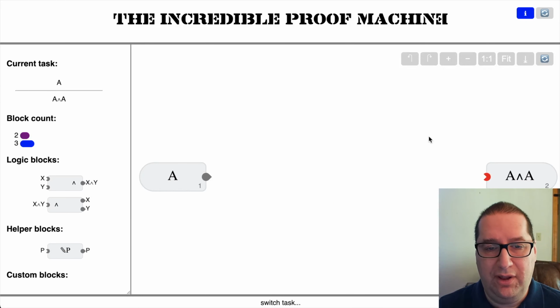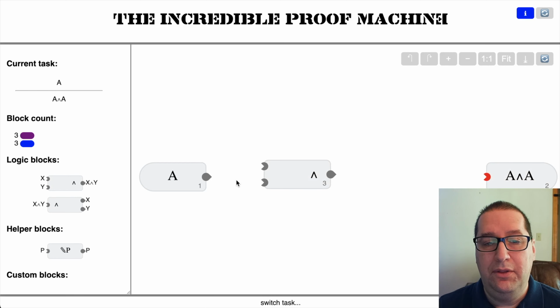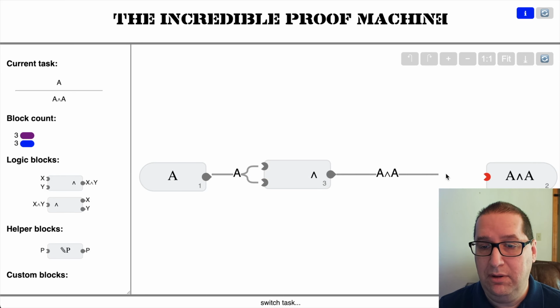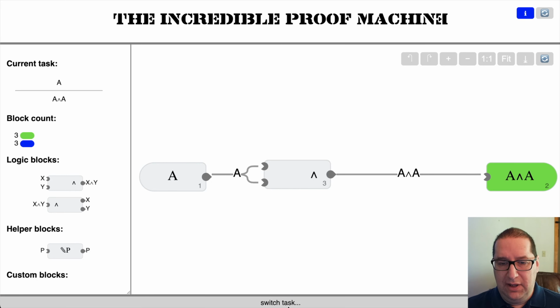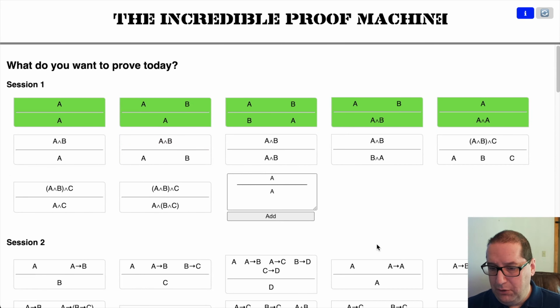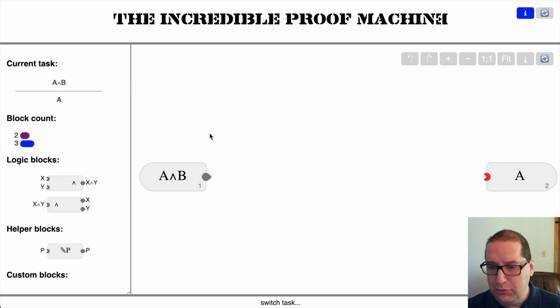As I said, this first level is going to go super fast. Given A, we want to prove A and A. Well, this level is going to teach us that we can wire the same proposition up to multiple inputs. Let's make my video a little smaller so that I'm not always in the way of these propositions. Given A and B, prove A.